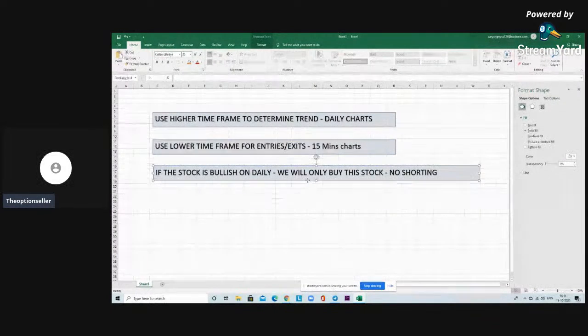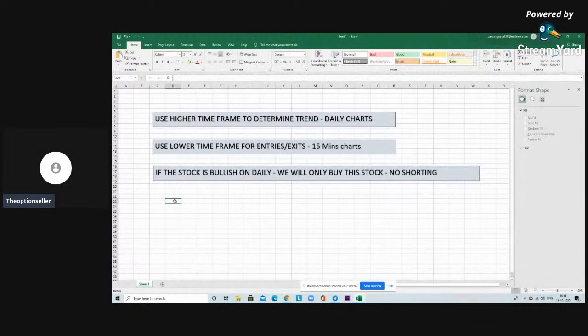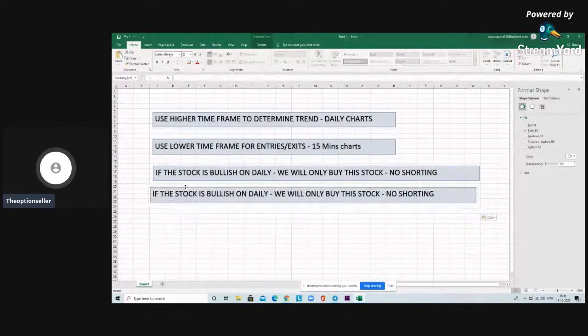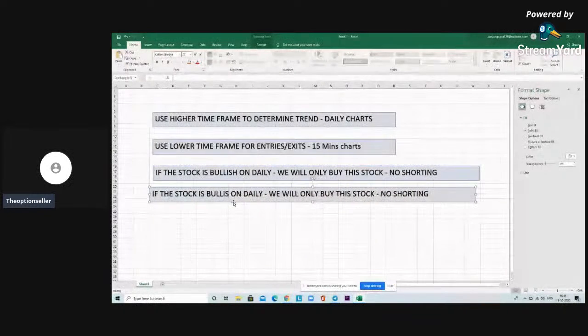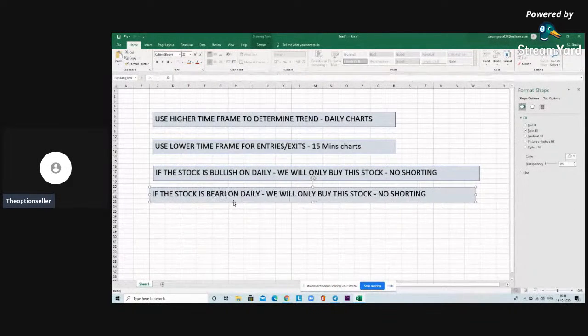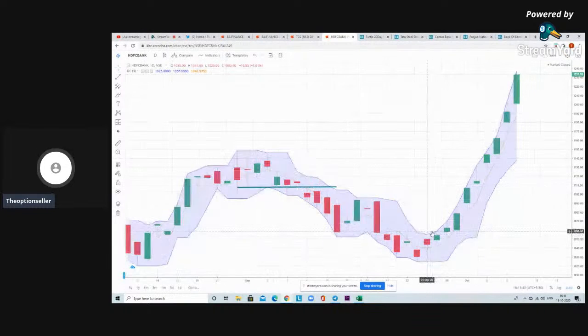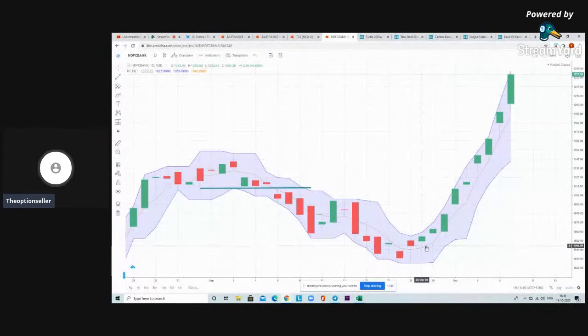Okay. And similarly, the reverse of this is if the stock is bearish on daily, we will only sell this stock, no buying. Okay. So let's come back to this chart. I'll give you a HDFC Bank example first, and then I'll show you other charts.